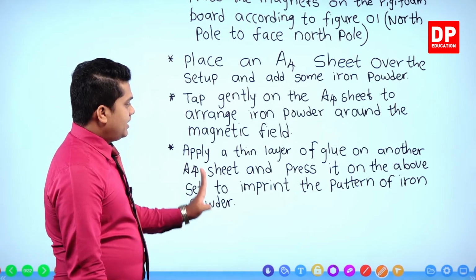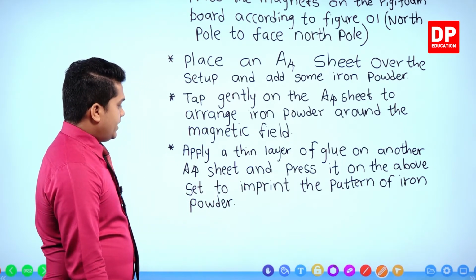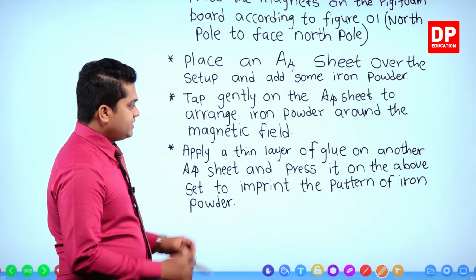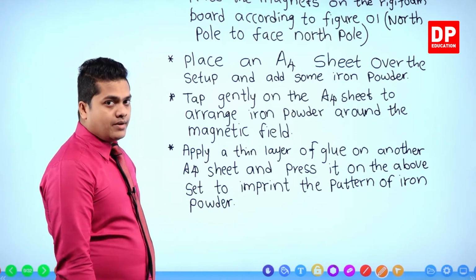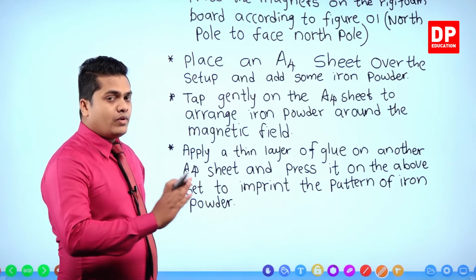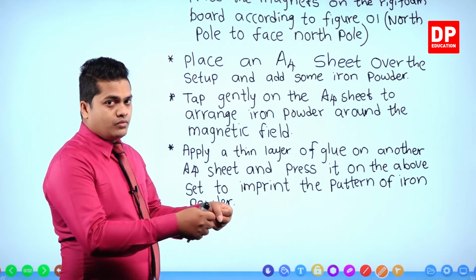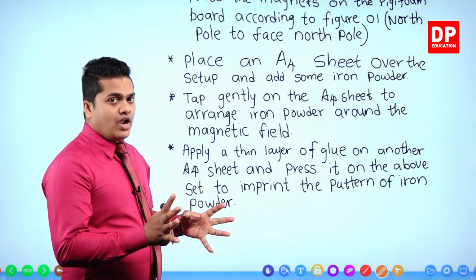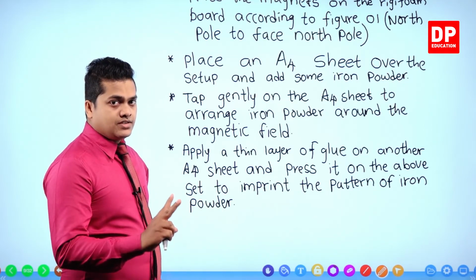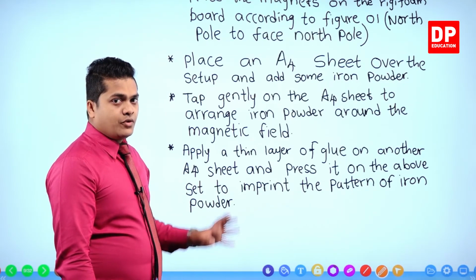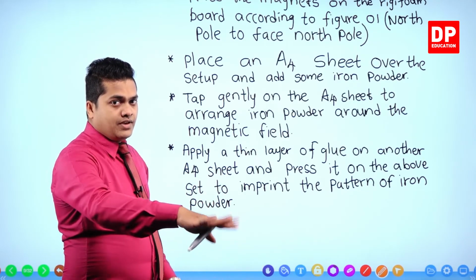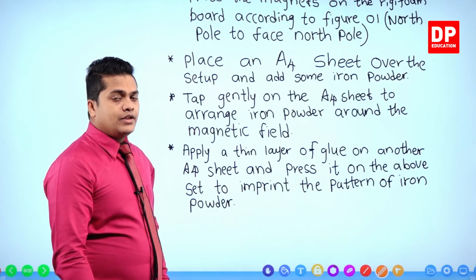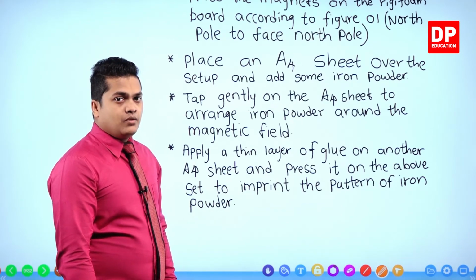Then apply a thin layer of glue on another A4 sheet and press it on the above setup to imprint the pattern of the iron powder. After taking this imprint, you can remove it or keep it in a different place, right? Then you have to repeat the same steps once again for step 2 as well.